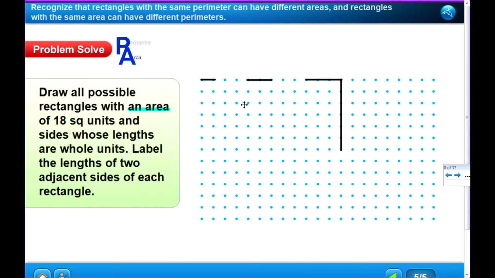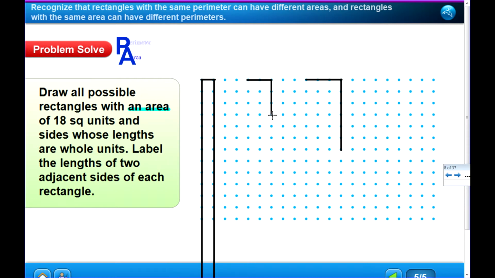Well, let's check problem solving. Now we're going to be looking at the area. Draw all possible rectangles with an area of 18 square units and sides whose lengths are whole units. Label the units of 2 adjacent sides of each rectangle. We need something that equals 18 square units. So if I have 1 times what equals 18? 18. We found the area of this one to be 18. Is that correct? It's 18 square units. So that is one possible answer.